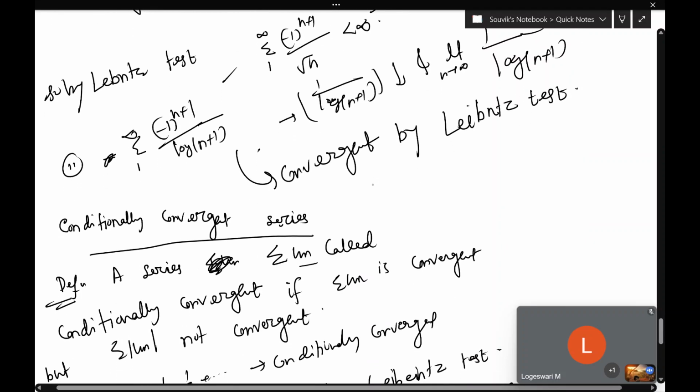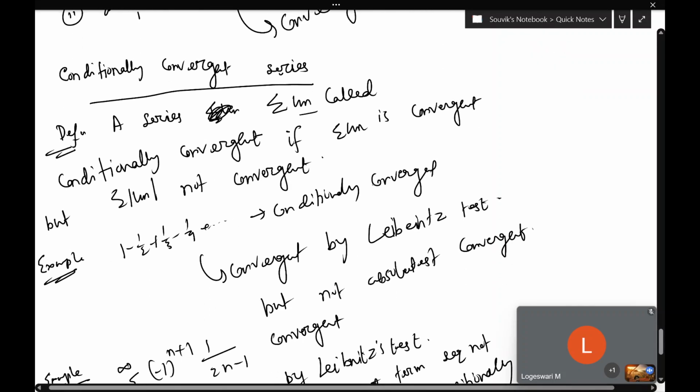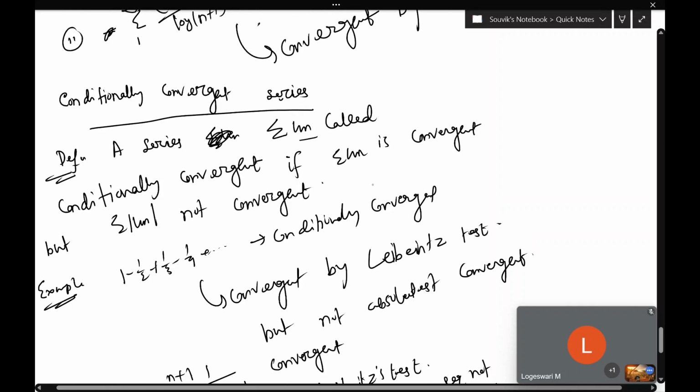Then consider the next example, that is, summation 1 to infinity of minus 1 to the n plus 1 by log n plus 1. For this series, 1 by log n plus 1 is monotone decreasing and its limiting value is 0. And it is conditionally convergent. So the Dirichlet's test is over.